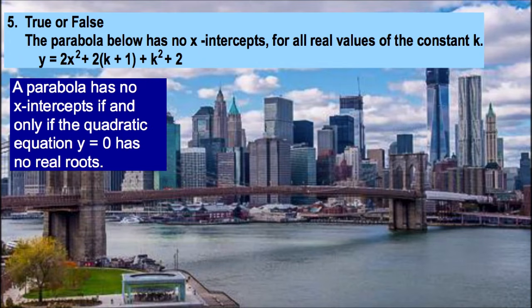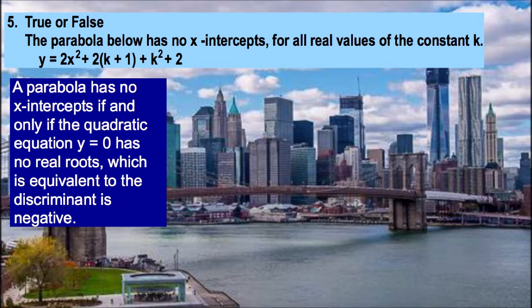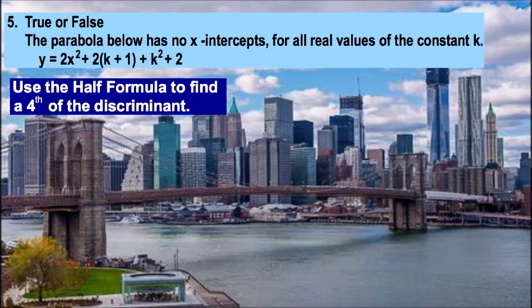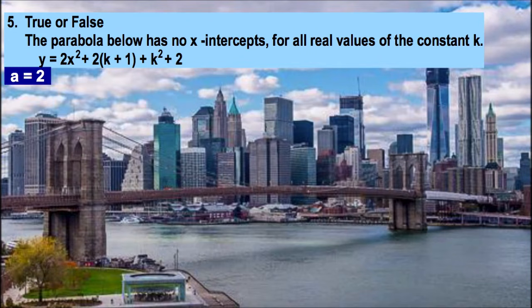A parabola has no x-intercepts if and only if the quadratic equation y equals 0 has no real roots, which is equivalent to the discriminant being negative. So let's use the half formula to find a quarter of the discriminant. a equals 2, b prime equals k plus 1, b prime being half of b, c equals k squared plus 2.